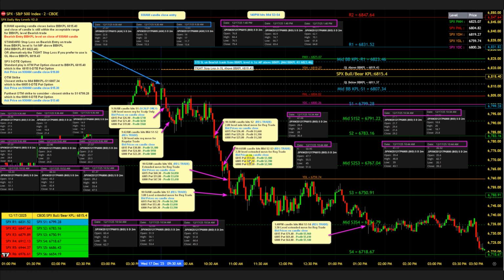The 68.15 put on the candle close, on the bid on the candle close, 51.60, now $3,180 profit per option. The 68.05 is now 43.10, profit $2,780 per option. 6800 put now to 39.20, so that is $2,580 profit per option. As you can see here, we had a brief attempt here to try to close back above this midpoint, but again, we had a move down.